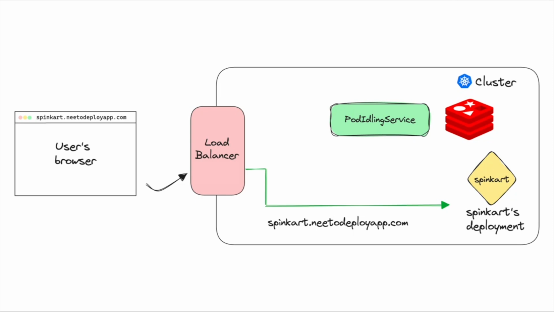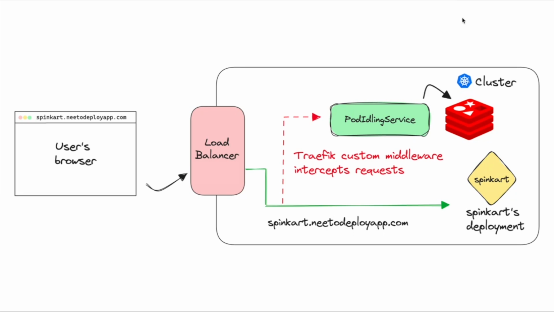We were using Traefik as our load balancer and we implemented this using Traefik's custom middleware. We wrote a middleware that would intercept every request and send the information to the pod idling service. The pod idling service would then store the name of the deployment along with the timestamp the request was made in this Redis cache. So at any given point of time, the pod idling service can look at the list of apps in its cache and figure out which apps have not been accessed for the last 5 minutes.